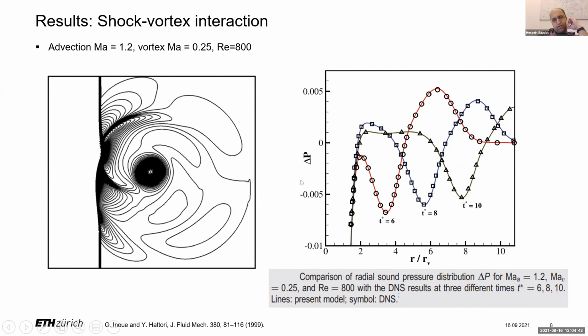The next validation case is the shock vortex interaction, that is, passing a vortex through a shock wave. In this problem, we have a standing shock wave with a Mach number of 1.2. And then there is also an isentropic vortex with a vortex Mach number of 0.25. This vortex is initially upstream of the shock wave, and then it goes through the shock. Here on the right, you can see the comparison of the radial sound pressure distribution with the DNS results at 3 different times. And again, the agreement here is also very good.